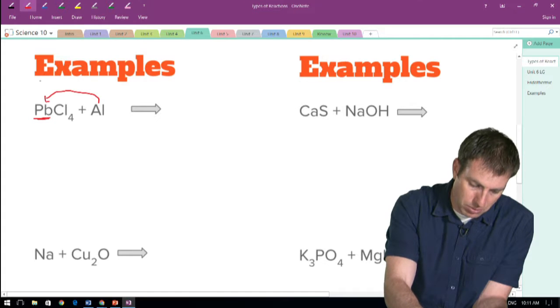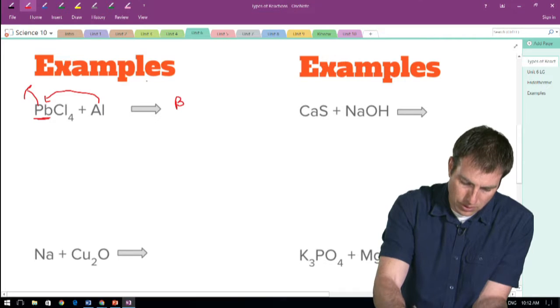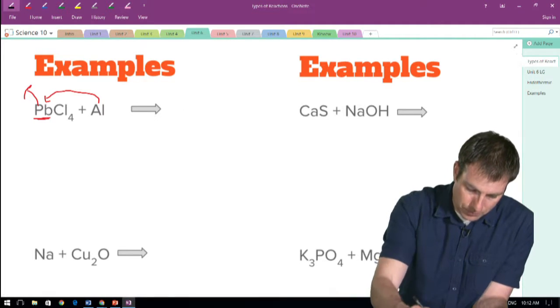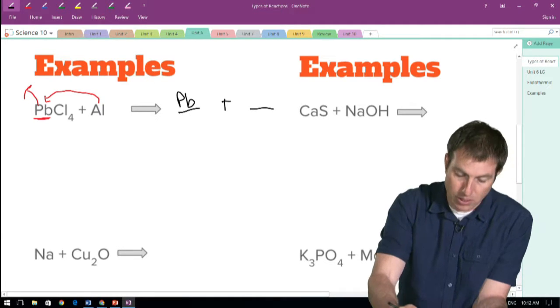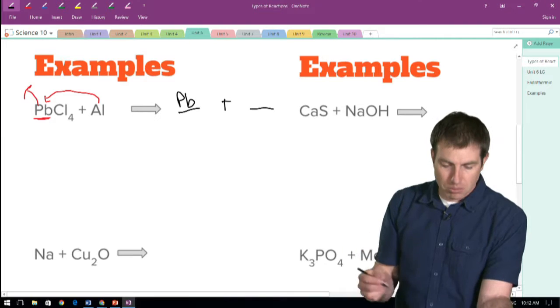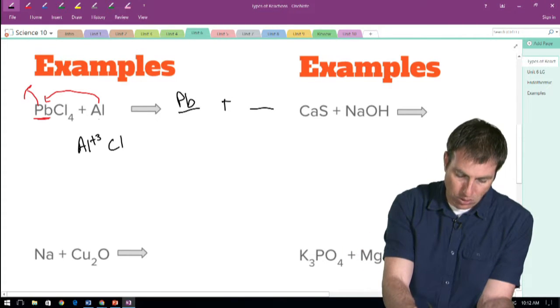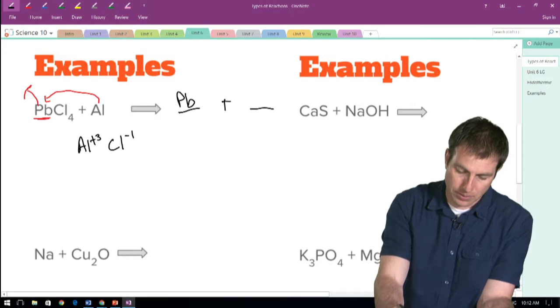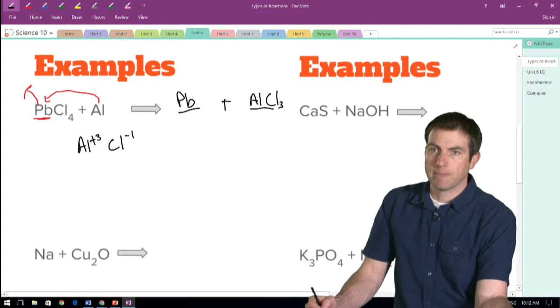So it's going to say, Pb, see you later. So Pb says, okay, I'm going to hang out by myself. The lead. So I'm going to end up with two things. The Pb was kicked out, it's now by itself. And then what I'm left with is aluminum, which always has a charge of +3, and the chlorine, which always has a charge of -1. So the aluminum is going to combine with the chlorine to produce AlCl3.